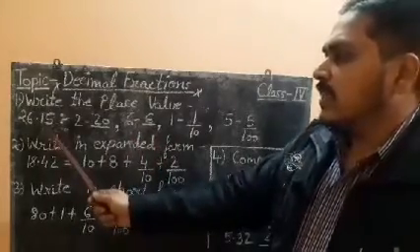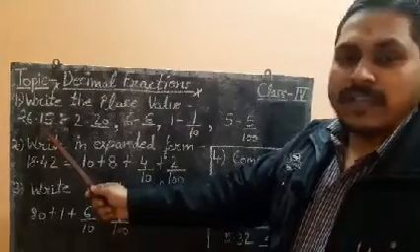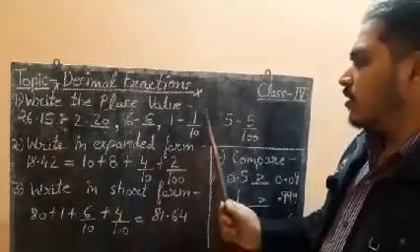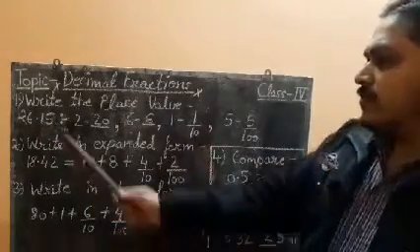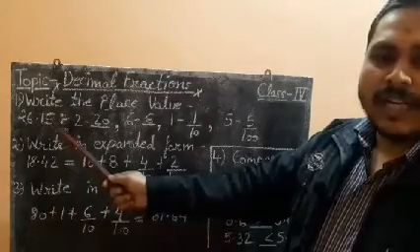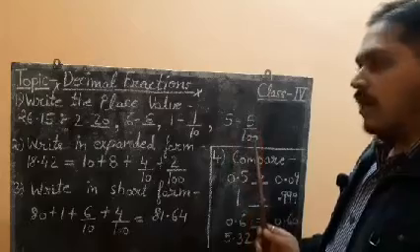Now the digits which are after the decimal, we start the place value from 10th. So the place value of 1 will be 1 upon 10. After 10th, the second place value will be 100th. So the place value of 5 will be 5 upon 100.